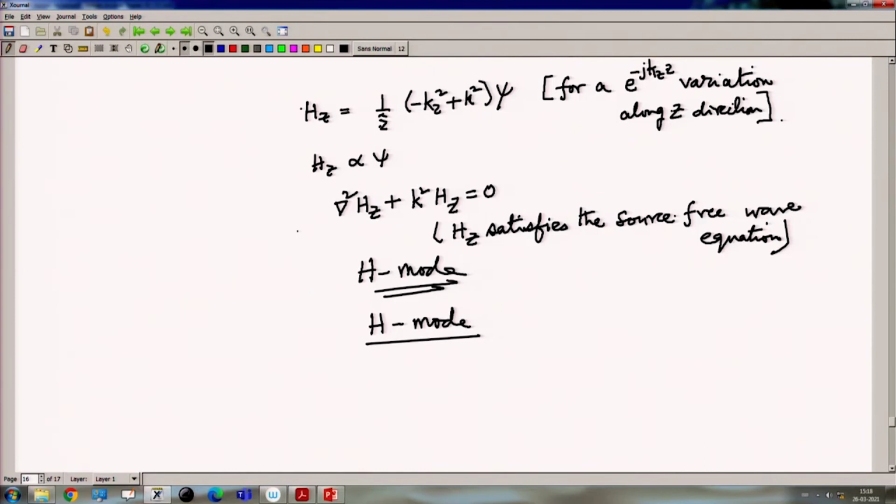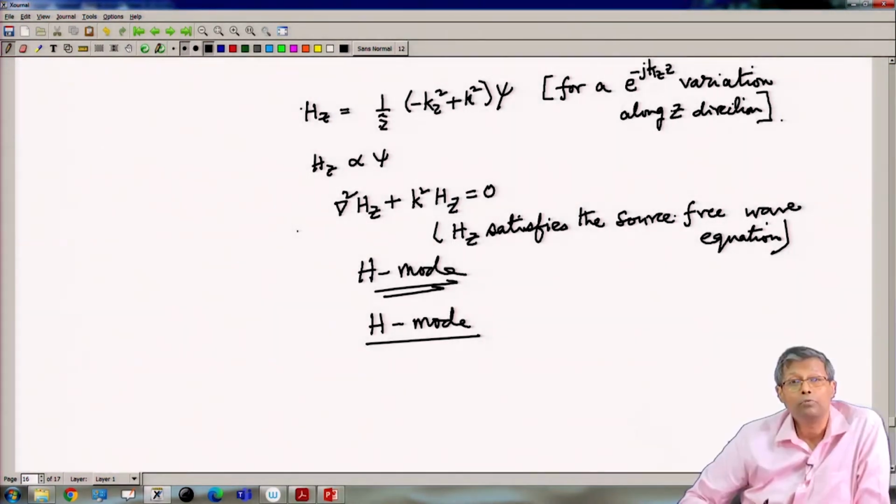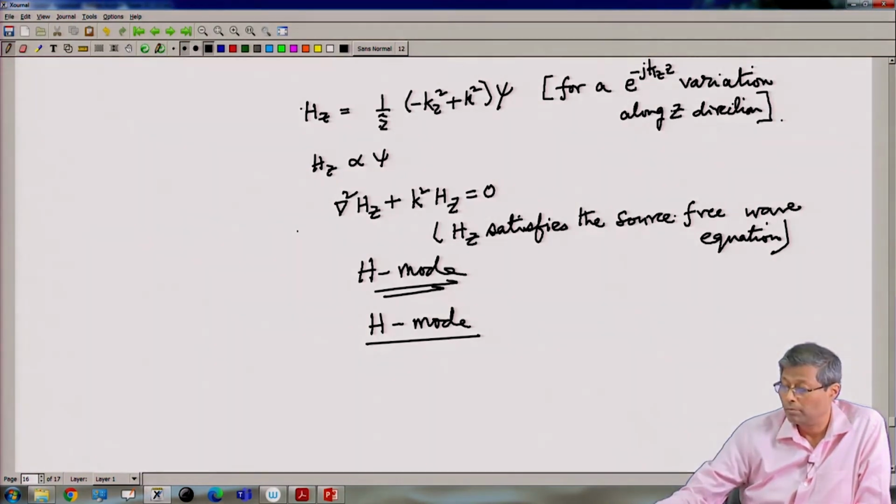So, let us stop here. We will be continuing from here to find out the spherical wave components radiated by the magnetic current source. Thanks.